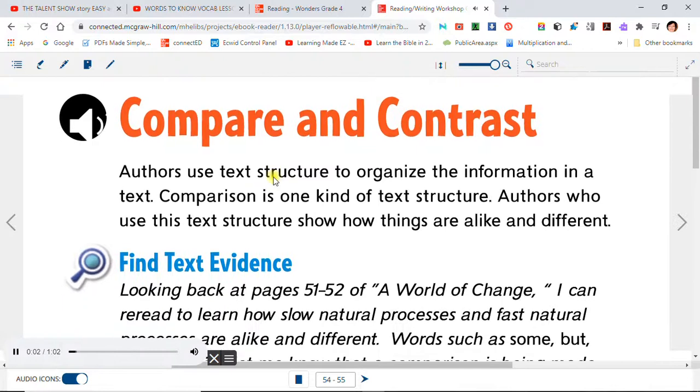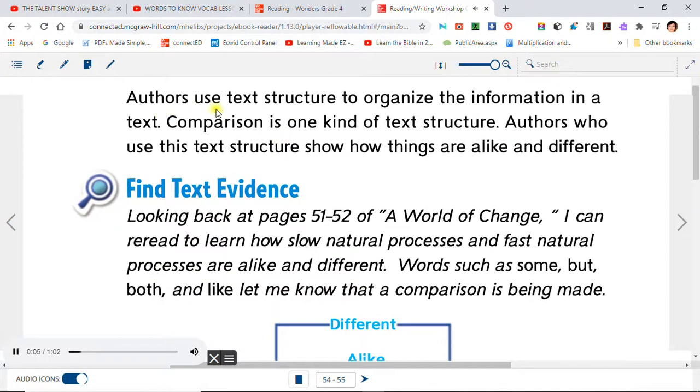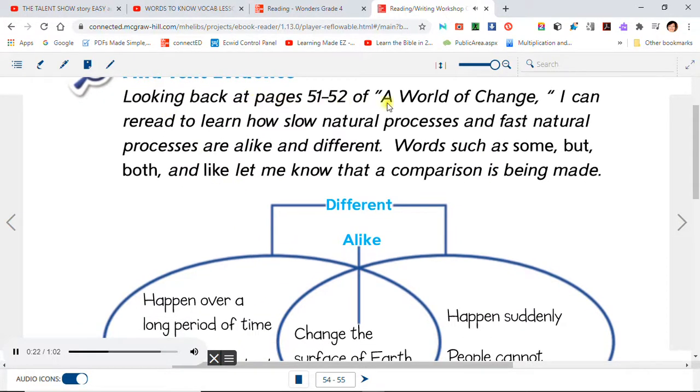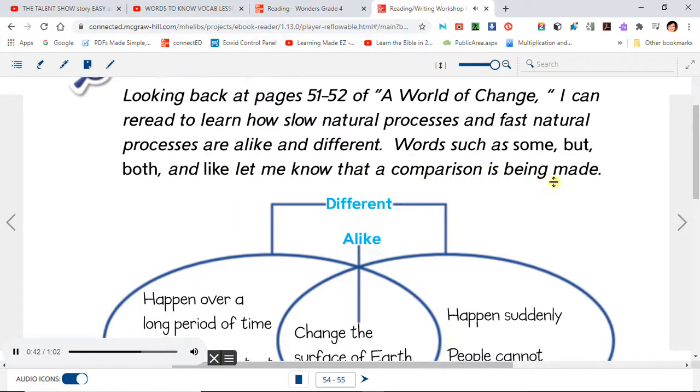Compare and contrast. Authors use text structure to organize the information in a text. Comparison is one kind of text structure. Authors who use this text structure show how things are alike and different. Find text evidence. Looking back at pages 51 through 52 of A World of Change, I can reread to learn how slow natural processes and fast natural processes are alike and different. Words such as some, but, both, and like let me know that a comparison is being made.